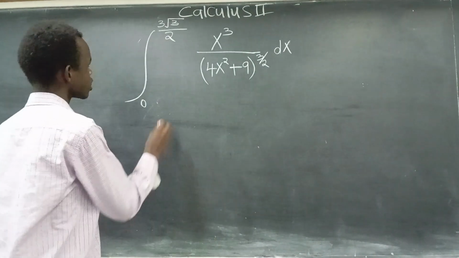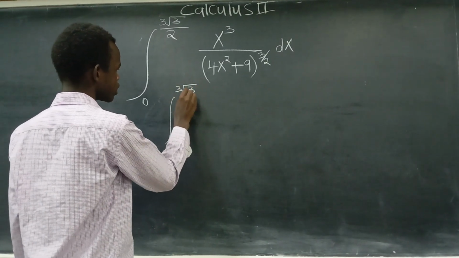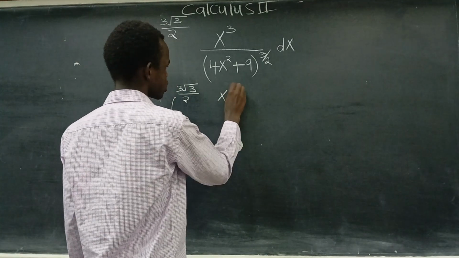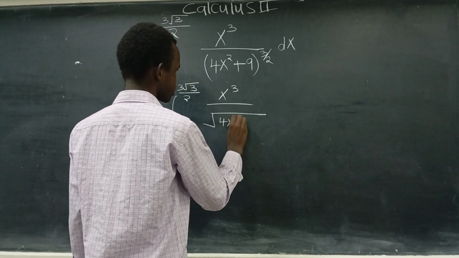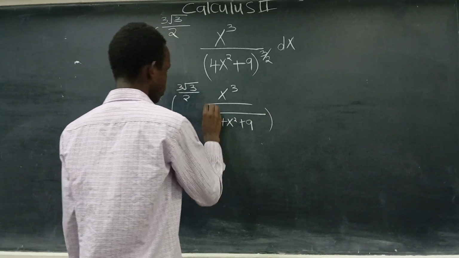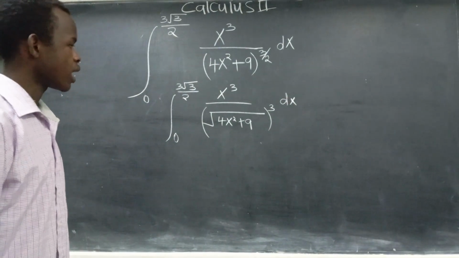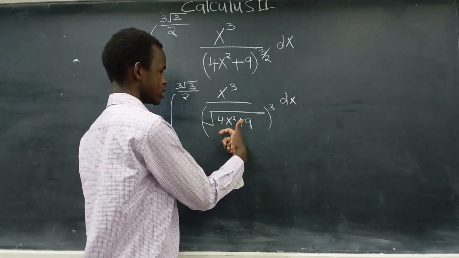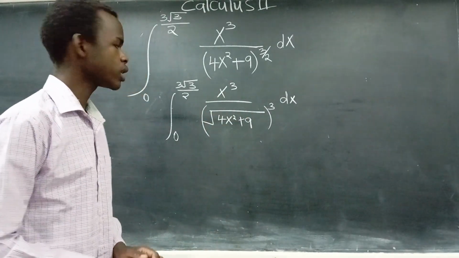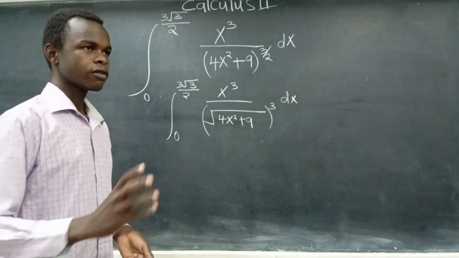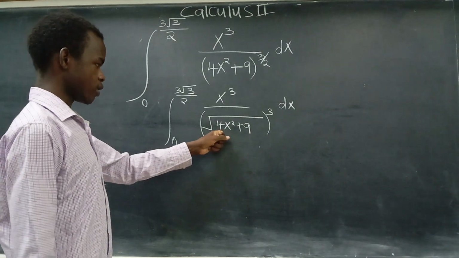we're trying to simplify, so I'll write my integral as the integral from 0 to square root of 3 divided by 2, x cubed divided by the square root of 4x squared plus 9, all of it cubed, dx. After that, I will try to factor out my 4. I'm trying to manipulate the integral to resemble the formula on trigonometric substitution by tan. So from there I'll try to factor out my 4.